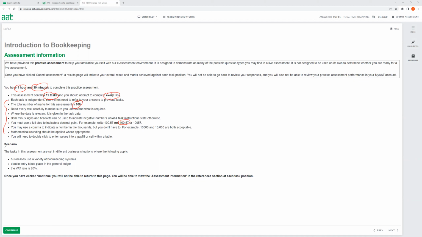On the scenario, it says a little bit about the scenario. They said the business uses a various bookkeeping system. A double entry takes place in the general ledger. This information is a little bit important. Double entry takes place in the general ledger. So we know we have a subsidiary ledger and we have a GL, general ledger.